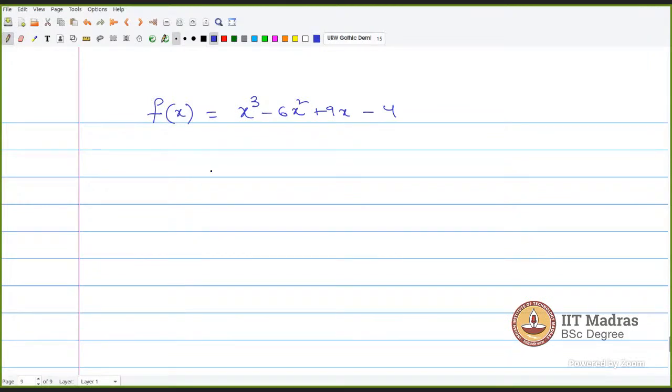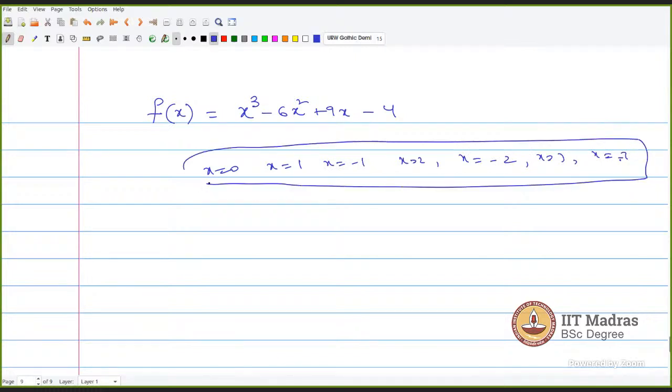Just start with x equals 0, then x equals 1, then x equals -1, x equals 2, x equals -2, x equals 3, x equals -3. Worst case is you will not get any of these. But the good thing is in our course, trying up to here is sufficient. There is a 1 in 100 chance you should also check x equals 3 and x equals -3. Just check by substituting x equals 0. If f of 0 is 0, then x equals 0 is a root.